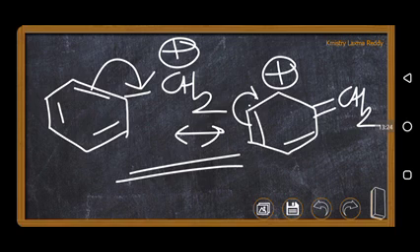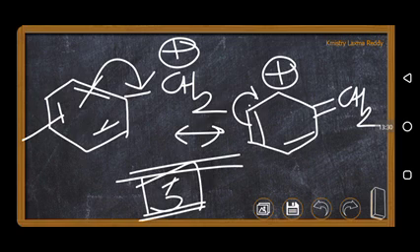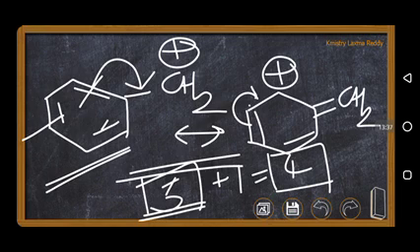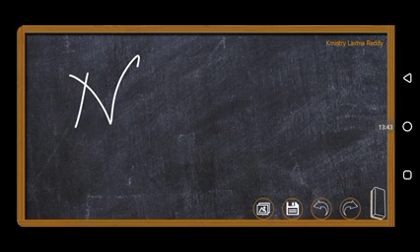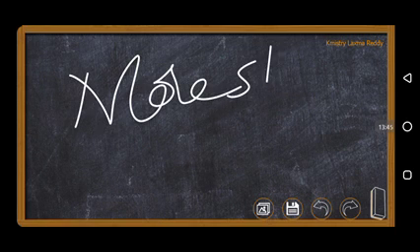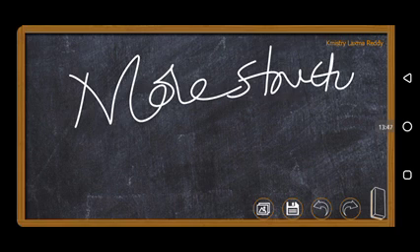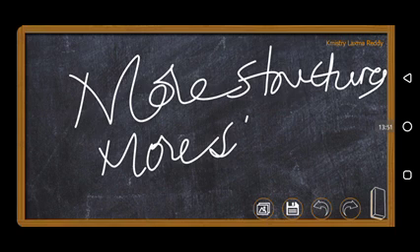So in total, as 3 pi bonds are there, it will give you 3 structures plus 1 original structure. So a total of 4 structures are possible. So in a benzylic carbocation, the number of structures is 4, and the more the structures, the more stable. A simple line to remember: more structures, more stable.